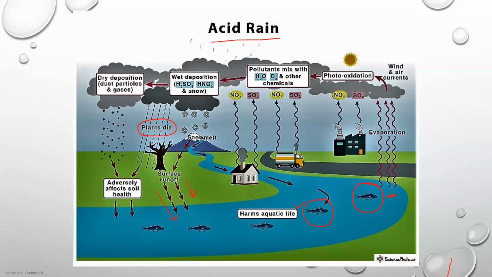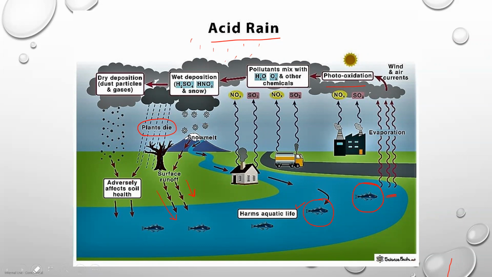From here, evaporation is occurring. This evaporation is causing photooxidation. The photooxidation is resulting in pollutants that mix with water and oxygen and other chemicals, which again results in acid formation. And finally, you get acid rain that is mixed with dust particles and other gases. And this is causing extreme damage to our environment.